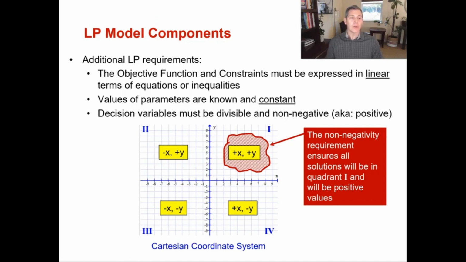So for linear programming model components, there's one last thing that needs to be brought up, and that's essentially that the decision variables must be divisible and non-negative. They have to be linear. Okay, so rewind there a couple seconds. They must be linear, and they must be non-negative.